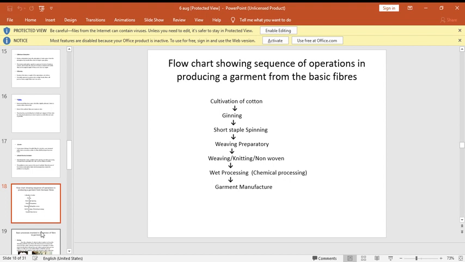The next process, weaving preparatory. That means yarn is going to be converted into fabric. Then again that can be converted by weaving, knitting, non-woven. Then again wet processing, that is color or dyeing or printing can be applied. And finally garment manufacturing, that means creation of a garment. These are the flowchart sequence of the operations in producing a garment from the basic fibers. So cultivation of cotton to ginning, ginning to short staple spinning to weaving preparatory, then weaving, knitting, non-woven to wet processing, that is chemical processing, and finally garment manufacturing.